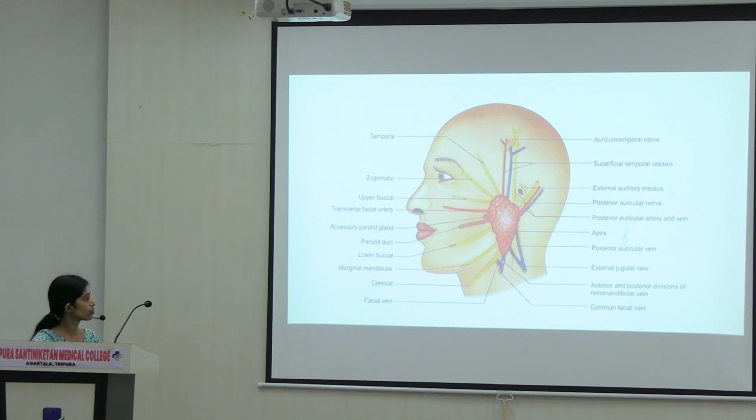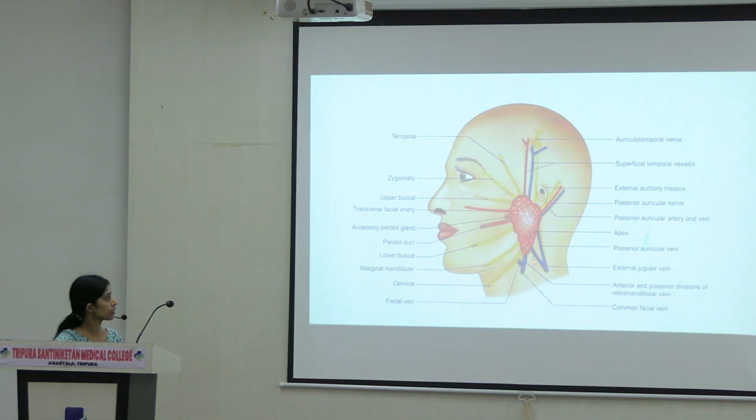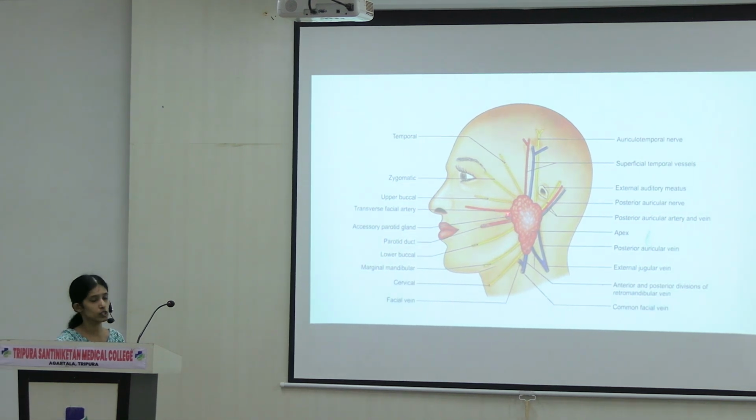Your anterior division later continues as the common facial vein, and the posterior division later continues as the external jugular vein. Near the ear region, we have the posterior auricular nerve and the posterior auricular artery and veins. In the temporal region, we have the superficial temporal vessels along with the auriculotemporal nerve. On the anteromedial region, we have the facial nerve and its branches.